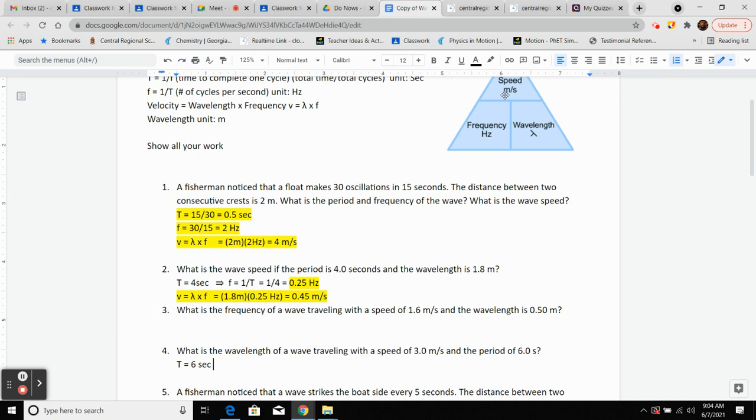But with period, we can find the frequency. How can I find frequency with period? Frequency equals 1 divided by the period. So what am I going to do to find frequency? 1 over T, which I'm going to do 1 over 6. And that comes out to be approximately 0.166 repeating, I'm just going to call it 0.16 for now. Call it 0.16 hertz.